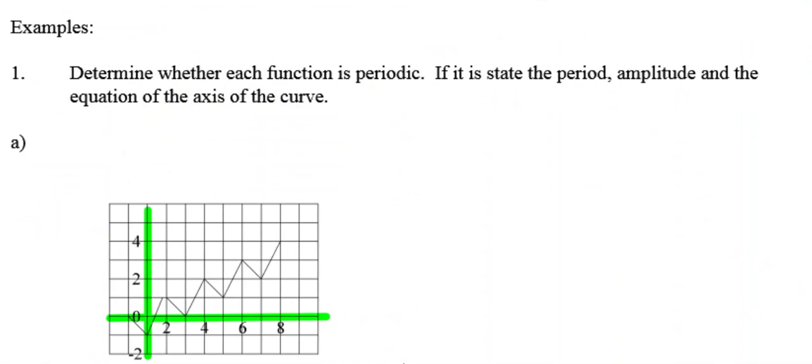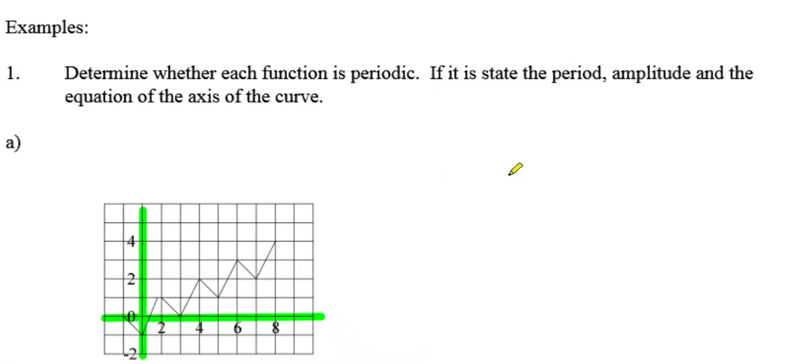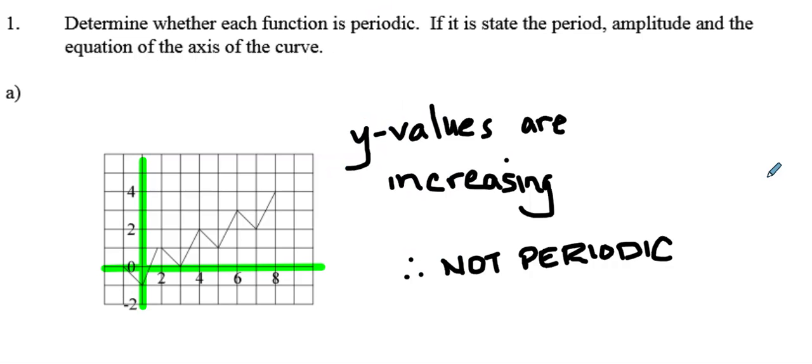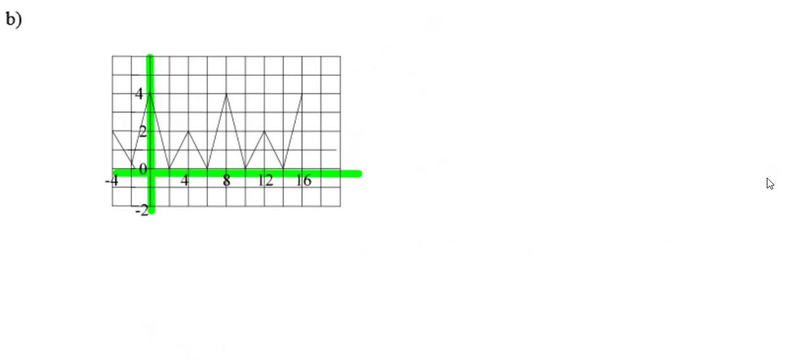It says determine whether each function is periodic. If it is, state the period, the amplitude, and the equation of the axis of the curve. So you look at this and you have to decide, is it periodic? I'm hoping that you're seeing that it's not periodic, because the y values are increasing. Remember, the y values must repeat. So y values are increasing, therefore it's not periodic. Let's take a look at the next one.